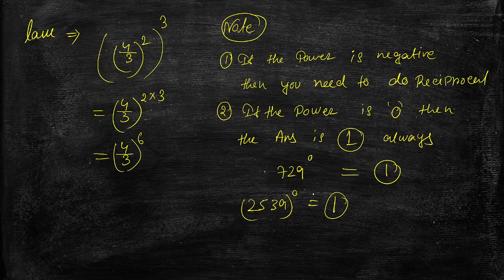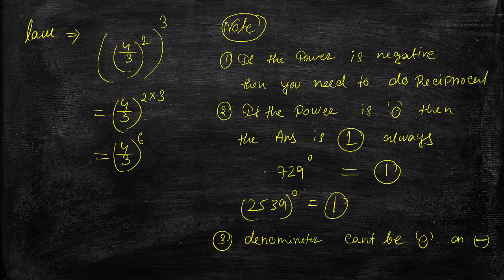Now the third point: if there is any fraction, the denominator can't be 0 or negative.